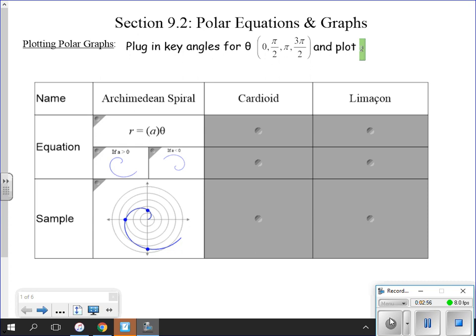Next one is a little more complicated. Cardioid. r equals a plus or minus a sine theta. They have vertical symmetry, which means if you fold it on essentially the y-axis, it will line up on both sides. If you have a plus or minus a cosine theta, you will have horizontal symmetry. In other words, it will fold on the x-axis.